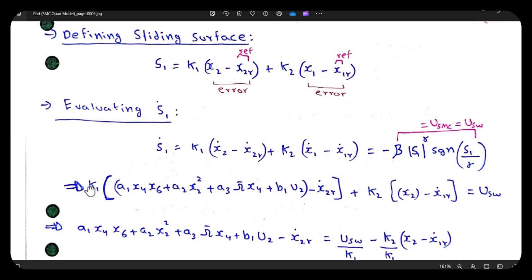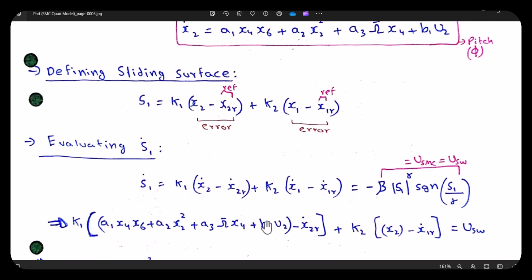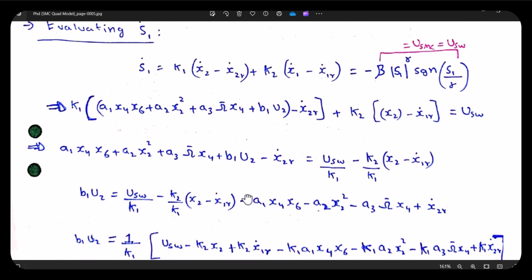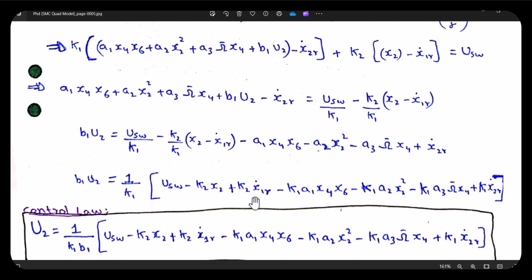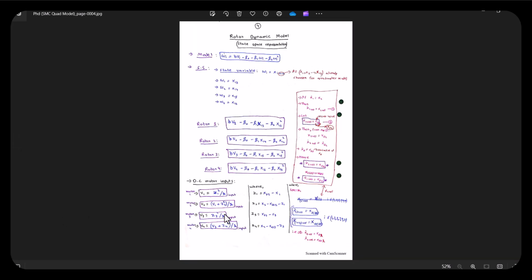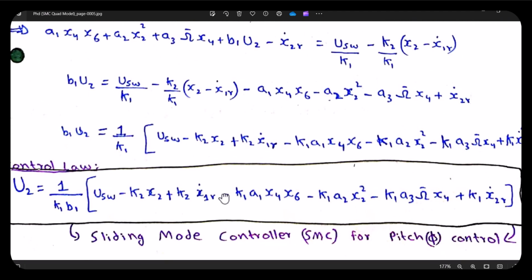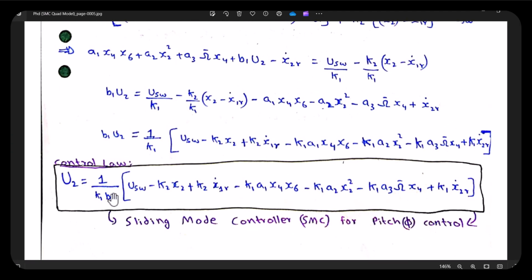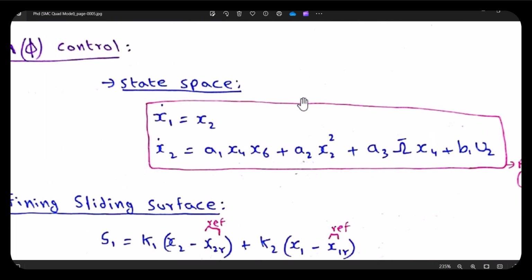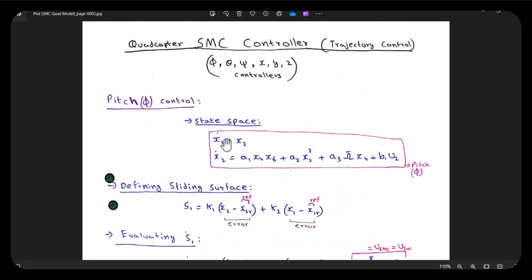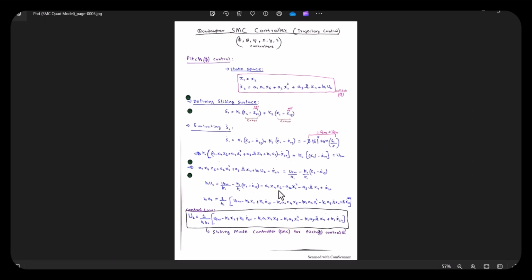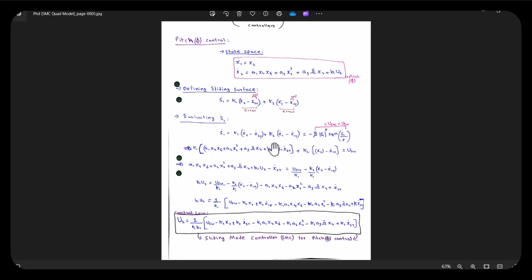So now in this whole equation, this bottom equation, what we have to do is make this u2 the subject and everything else on the right hand side. So these are the steps of doing that. Doing this and this and this. So ultimately, apologies again, ultimately we come up to u2 equals all of this. Okay, so this is the sliding mode control law for the pitch angle control, because these two equations are representing the pitch angle.